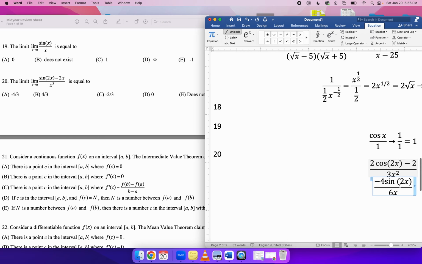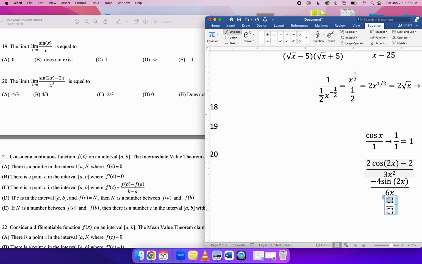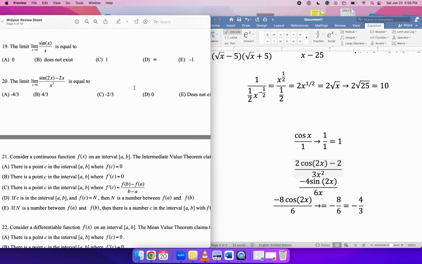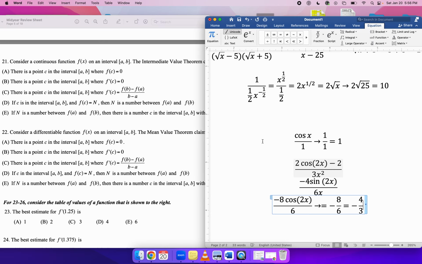If I plug 0 into that, my god, I still get 0 over 0, so I'm going to do L'Hopital's rule one more time. If I take the derivative of the numerator, again because of the chain rule, I get yet another factor of 2. And so I have a negative 8 cosine 2x over 6. If I plug in 0 into that, finally I get negative 8 over 6, which is negative 4/3, which is hopefully one of the answers. Yeah, there it is. Okay, yeah, 21.